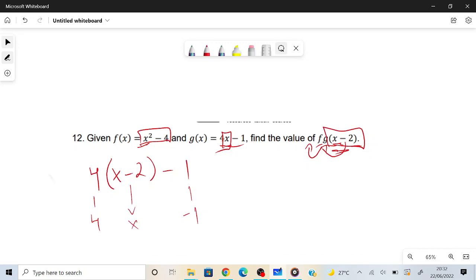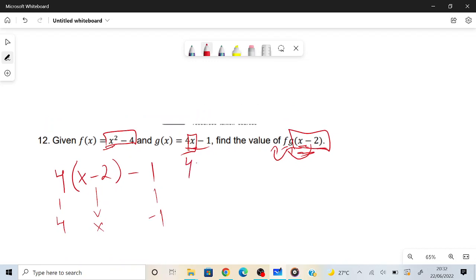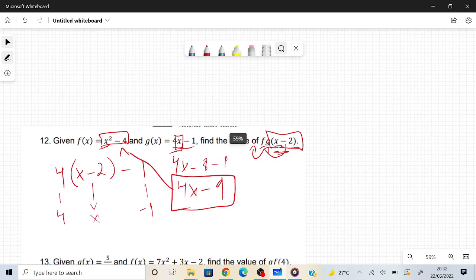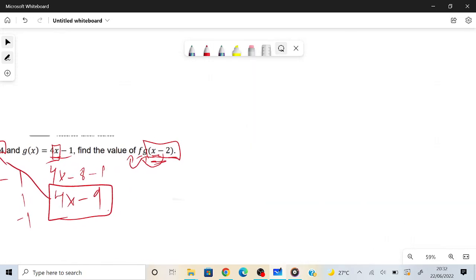So, expanding this, you would have 4x minus 8 minus 1. You would have 4x minus 9. Now you have your g. We now need to put this g into f. Right? So let's do that on this side over here.